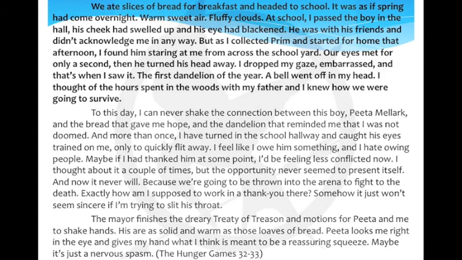The last thing we're going to do is look at this passage from The Hunger Games. In the first paragraph, Katniss has a flashback. Take a minute and pause the video to look at the verbs in the first paragraph. They are all in the past tense.